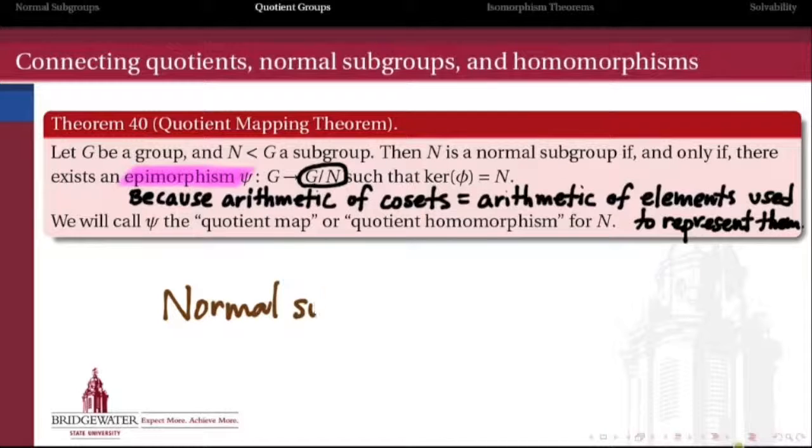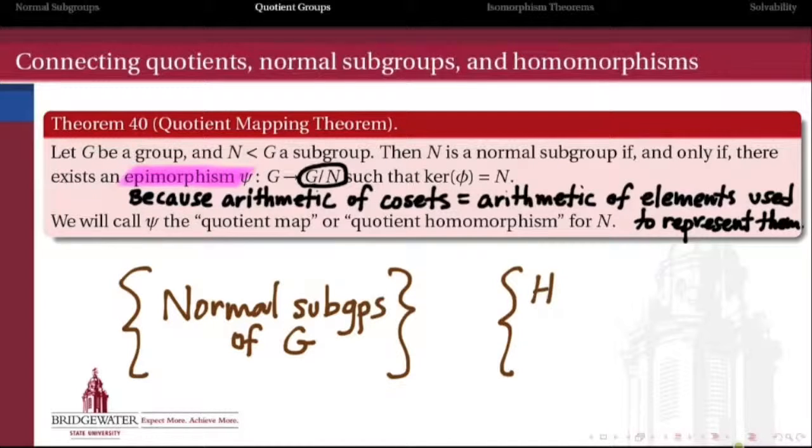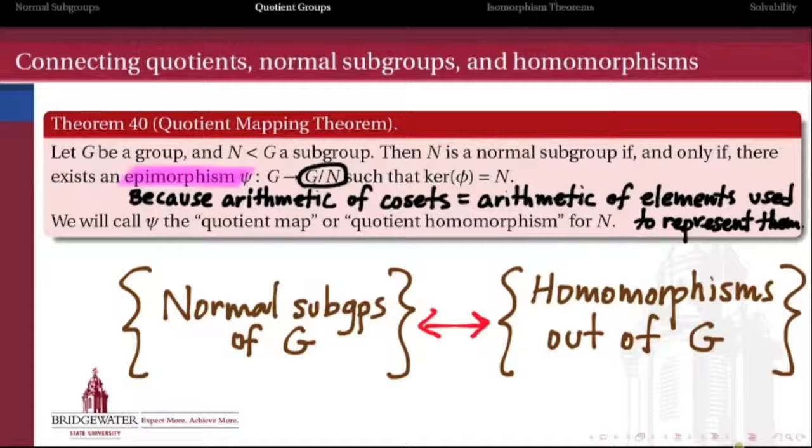What this does is it establishes a one-to-one correspondence between normal subgroups of G and homomorphisms whose domain is G. And this correspondence is exactly set up, according to the quotient mapping theorem, by the operation of taking the kernel. In other words, what this is saying is that every normal subgroup of G is the kernel of some homomorphism out of G. And conversely, for every homomorphism out of G, its kernel is a normal subgroup of G.